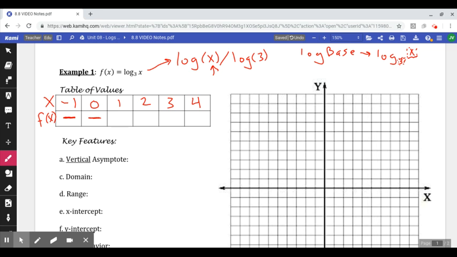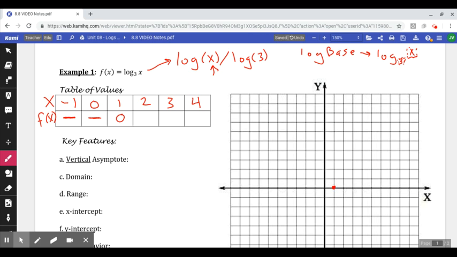If we type in 1, though, we're actually going to get a value, and that value should be 0. So take a second or two, type that in your calculator once again. If you need to pause the video, go ahead and pause the video. That point, 1, 0, is actually right here on the graph. So we're actually going to graph that right now, and then we're going to fill in some more points as we go.